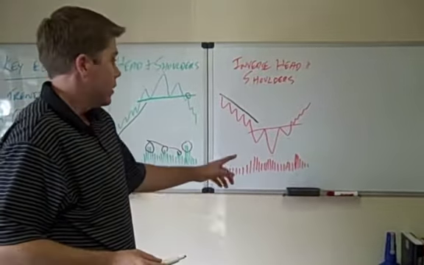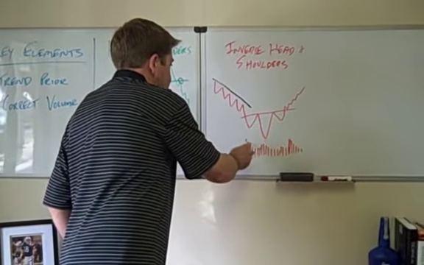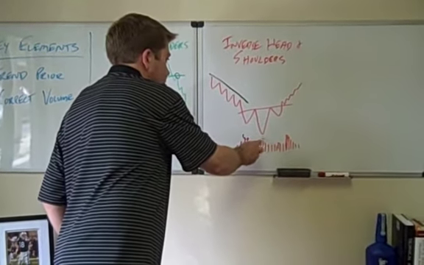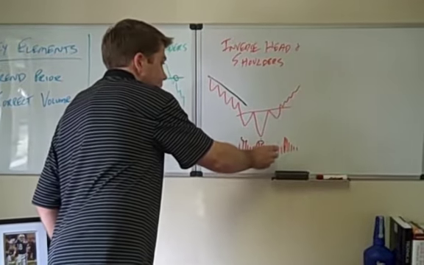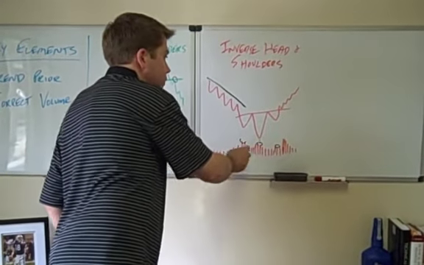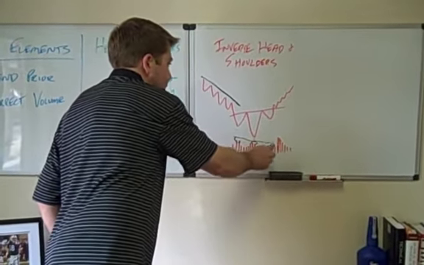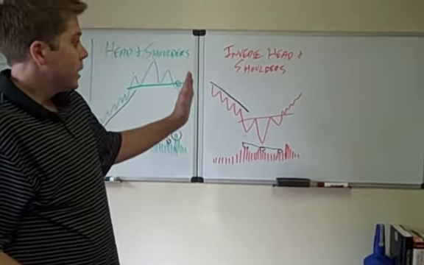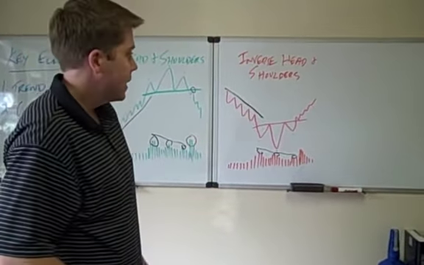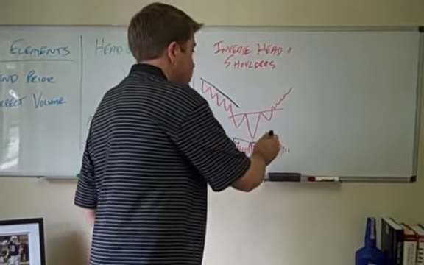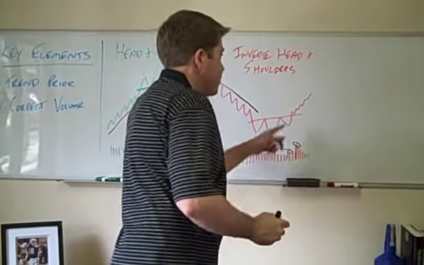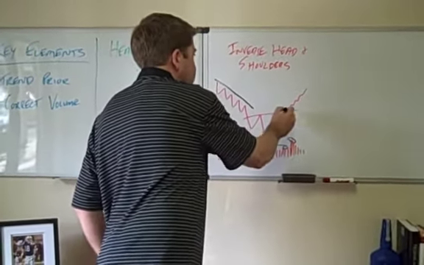Alright? Volume. We've got highest volume on the creation of the left shoulder, slightly lower on the creation of the head, even slightly lower on the creation of the right shoulder, creating a downtrending volume pattern from left shoulder to head to right shoulder. And then, lastly, most important, the increase in volume on the neckline break.